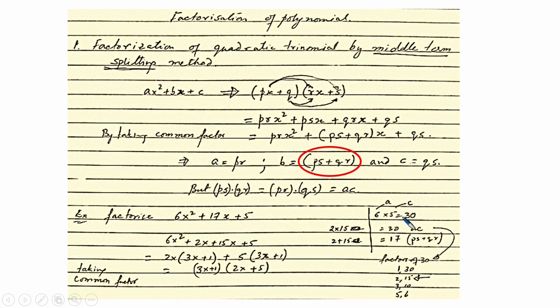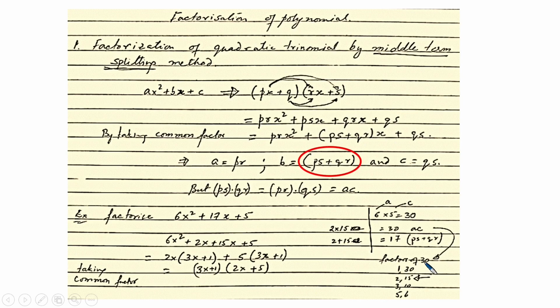That is a into c, which is 30, which I have seen here. And you have 17 as the middle term. So I write 2 plus 15, that gives you 17. Just freeze it and see how I have explained this in the earlier class 9.